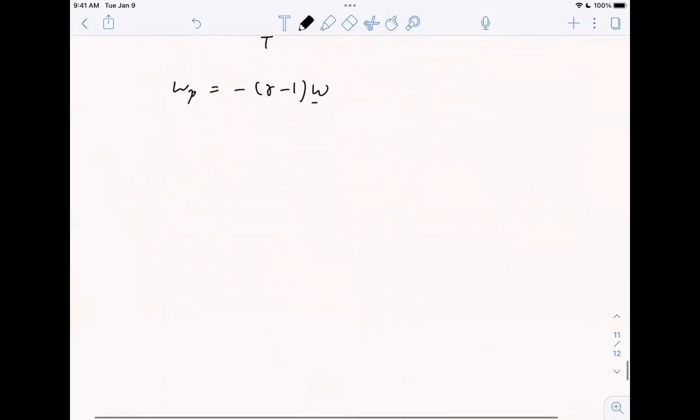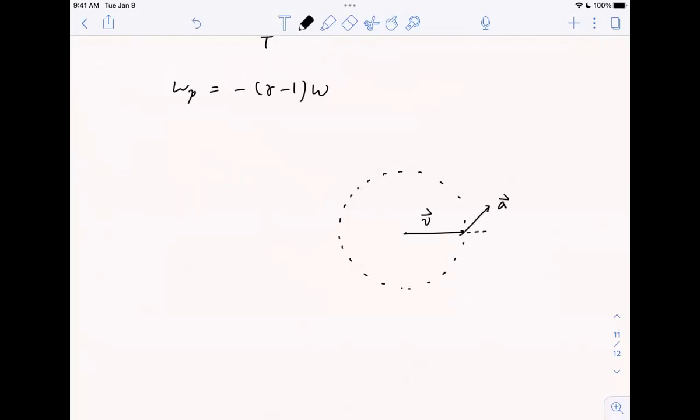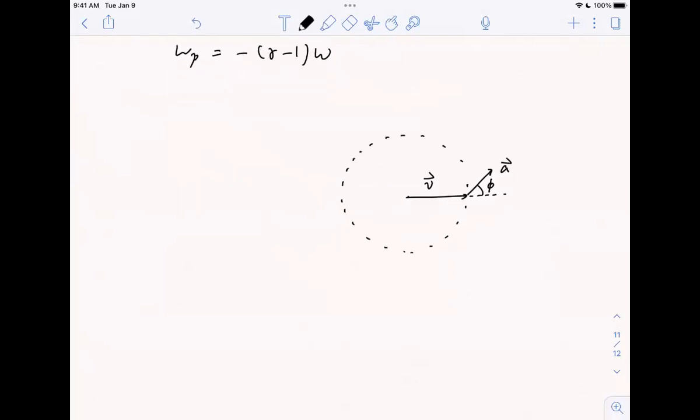Okay, so let's consider this. This is a circle. This is v, and then this is the acceleration, and this is phi. So you have a particle moving in v, and then you have an acceleration a. So what is the angular velocity?